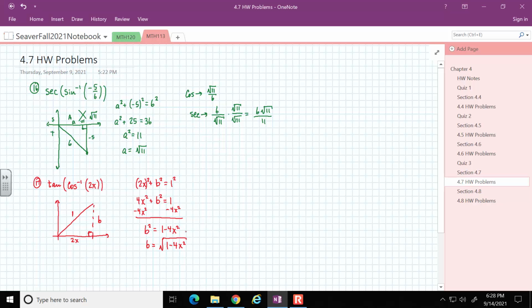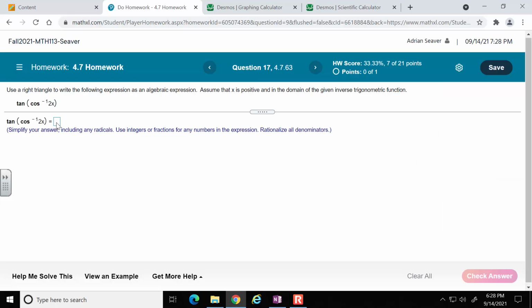Now, I can't take the square root of that. You can factor that, actually. It's a difference of perfect squares. But it's not doing me a whole lot of good. So that's b. So I want to know the tangent of this stuff. So b is square root of 1 minus 4x squared. So the tangent of that would be opposite over adjacent. So it would be the square root of 1 minus 4x squared divided by 2x. So let's make sure.